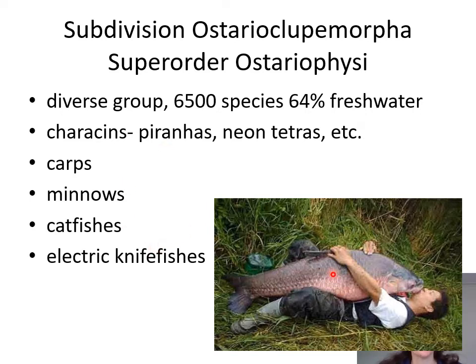This here is a carp, an Asian carp. It's an invasive species in the Great Lakes. It has spread through the Great Lakes and causes problems. It can grow to be quite large, as you can see from the picture there, and is considered to be a problem, and people try to remove it if they can.